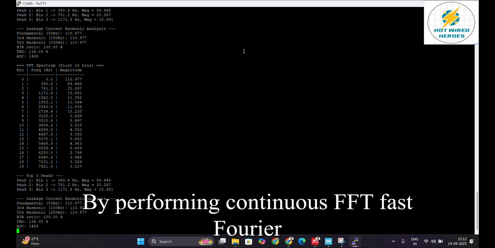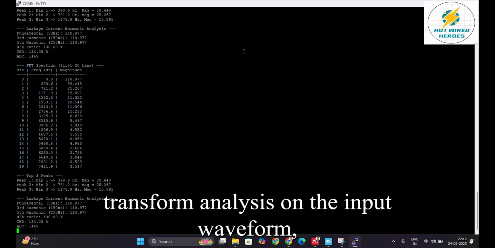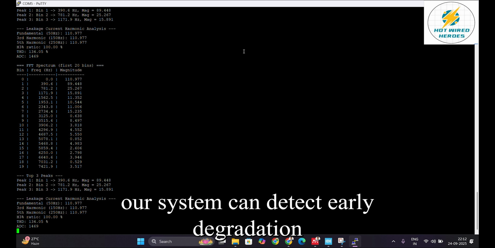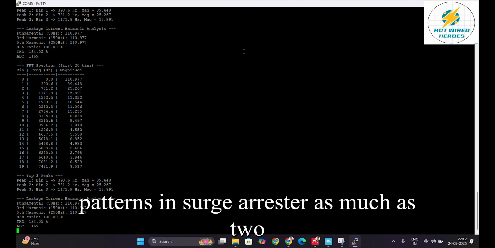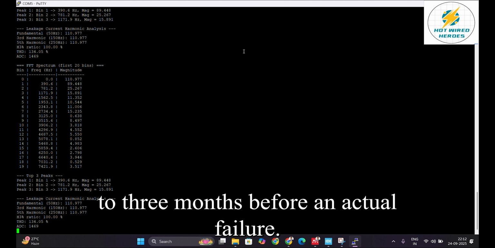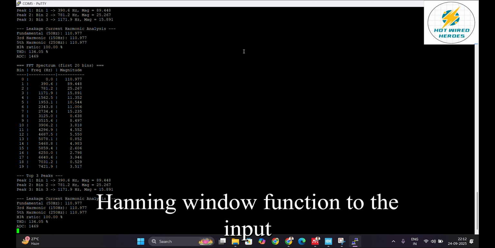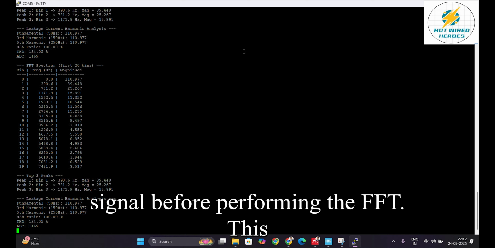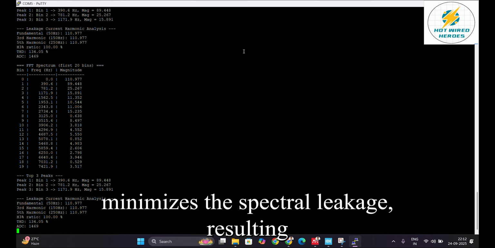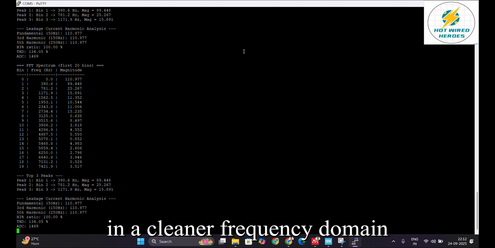By performing continuous FFT (fast Fourier transform) analysis on the input waveform, our system can detect early degradation patterns in a surge arrestor as much as 2 to 3 months before an actual failure. To ensure high accuracy, we apply a Hanning window function to the input signal before performing the FFT. This minimizes the spectral leakage, resulting in a cleaner frequency domain representation.